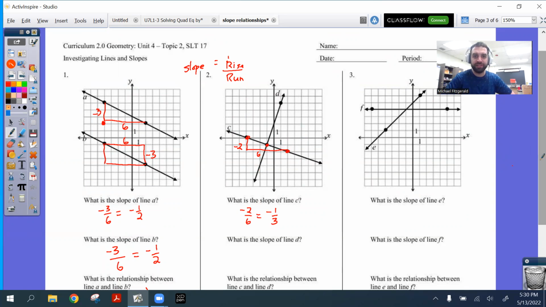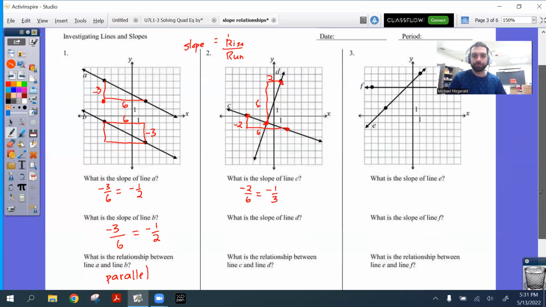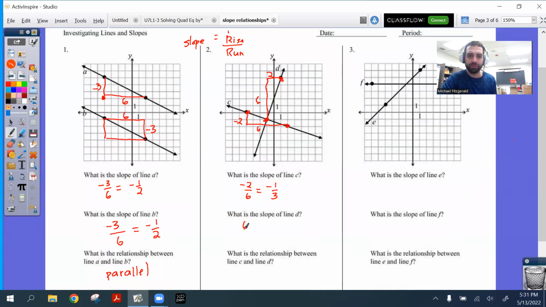Now we're asked about line D. Let's use this point that I already have in red and this point up here. We're going up, so this is going to be positive, right? 1, 2, 3, 4, 5, 6 up and 2 to the right. So our rise is 6, our run is 2. So this simplifies to a slope of 3.